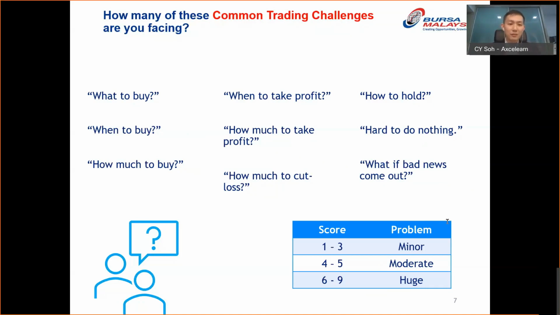And if your score is from 4 to 5, you have moderate challenges in your trading. And if your score is from 6 to 9, in fact, you are having big challenges in your trading. So if you were facing moderate and huge challenges in your trading, right?